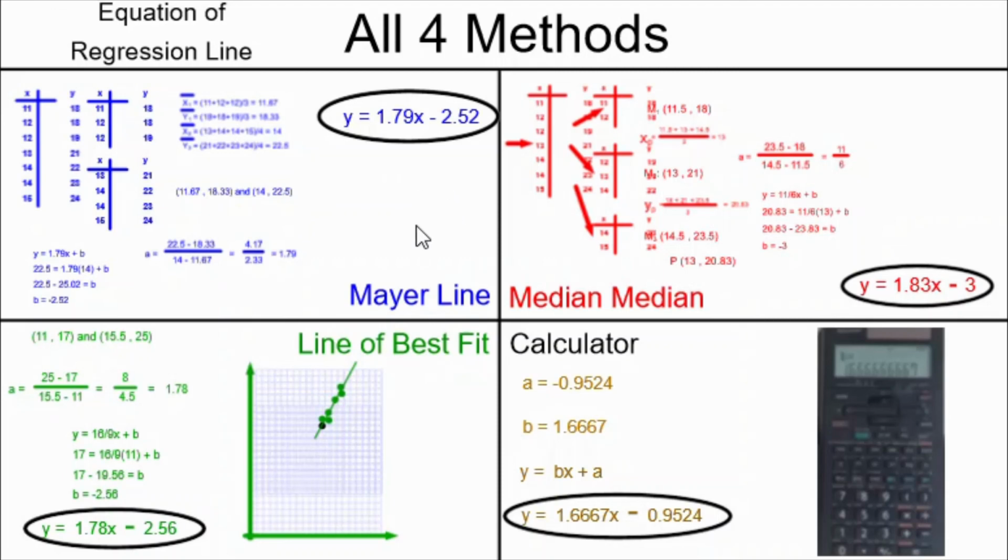This has been a comparison of the 4 methods taught in Math 4152 and 4272 for finding the equation of the regression line. It is today's Daily Dose of Math.